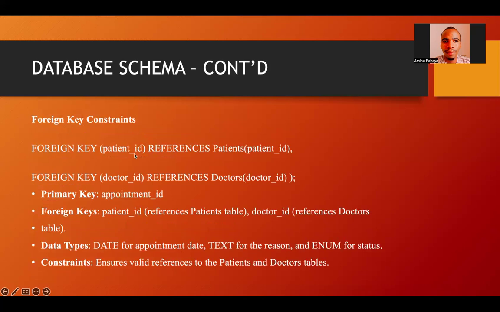We have the foreign key patient ID, which is going to be referenced to the patient ID in the patient table, and another foreign key for the doctor, which is going to be referenced to the doctor ID in the doctor's table. So here we have the primary key: the appointment ID is the primary key of this table, and the foreign keys we have are patient ID, which references the patient table, and doctor ID, which references the doctor's table. For data types, we have dates for appointment date, text for the reason, and enum type for the status. The constraints ensure valid references to the patient and doctor's tables.